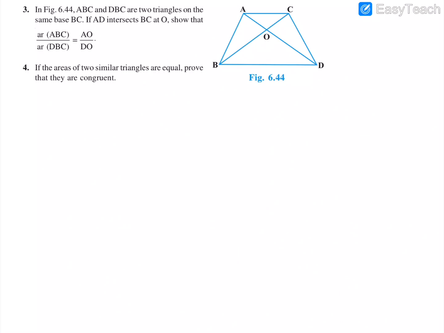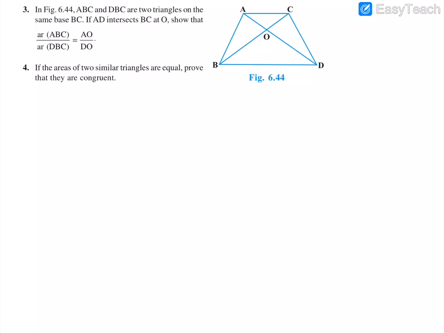Now the third sum in figure 6.44, again we have a trapezium. ABC and DBC are two triangles on the same base. Here itself they have given a clue, on the same base. In 9th standard we have done something, if you remember, that's a good thing, otherwise I will remind you once.